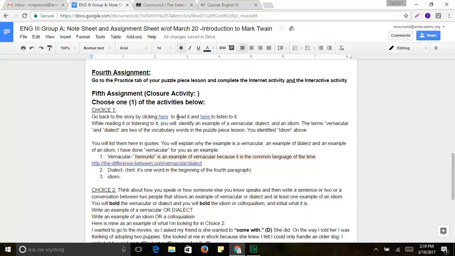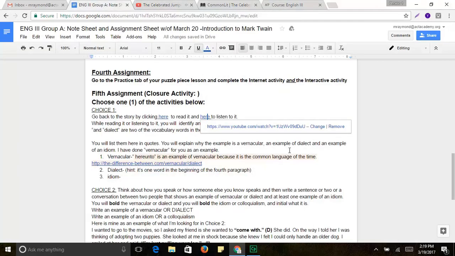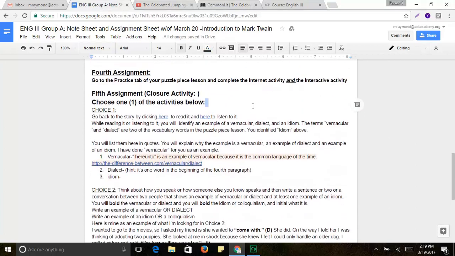If you want to read it, that's what you click on. If you want to listen to it, you listen to it here. Obviously you can do both. You can listen and read at the same time. This is all about Mark Twain, and he's a famous writer, so you're going to be learning a lot about American literature. He was an American writer.